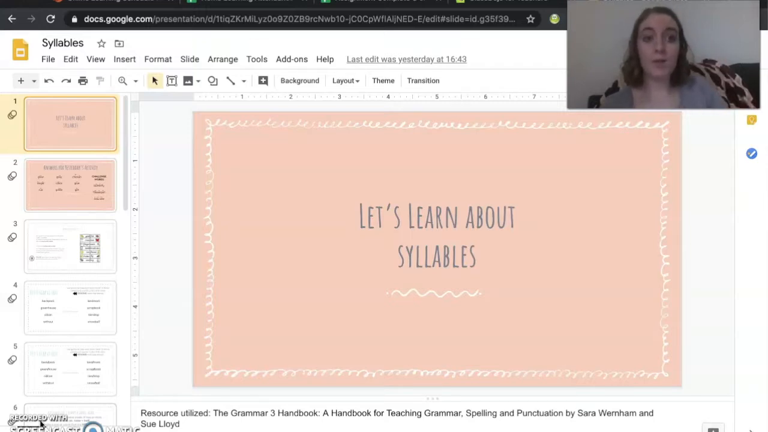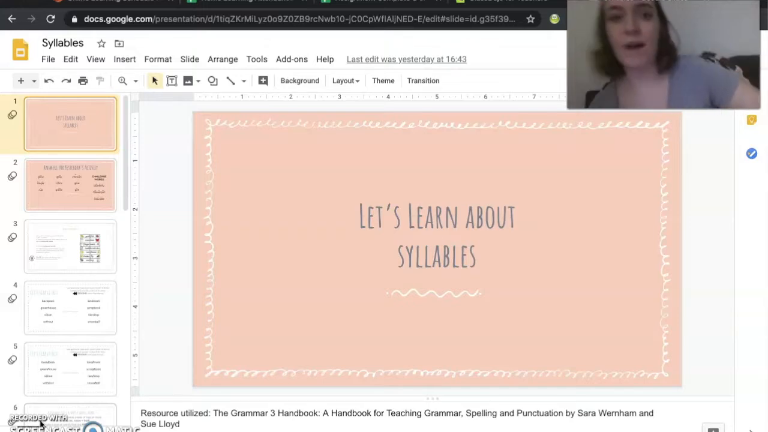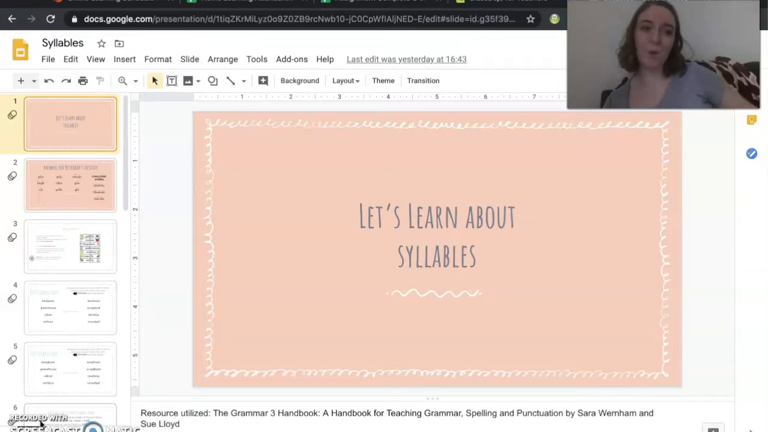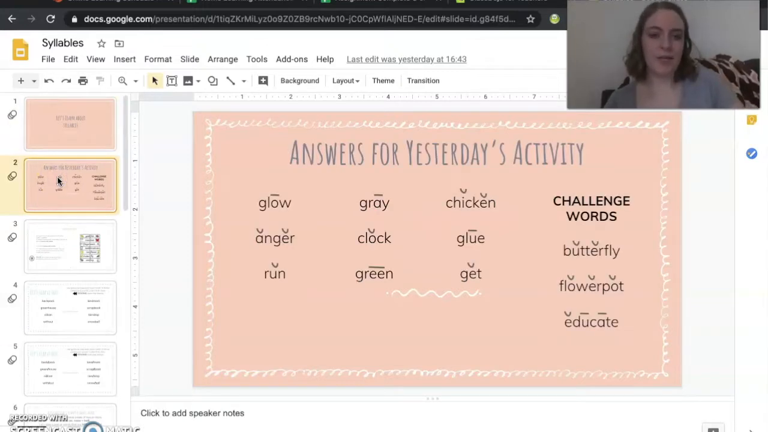Today, we're going to talk about syllables. Yesterday, you talked about long and short vowel sounds. And today, we're going to put that to use to help us understand syllables, which will help us get ready for our haiku poems that we're going to start tomorrow. Okay? So yesterday, you did long and short vowel sounds, and these are the answers.